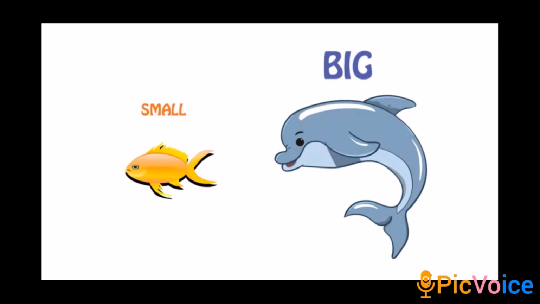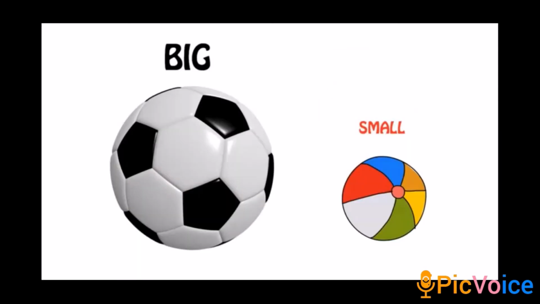See children, what can you see from this picture? You can see two balls, isn't it children? Yes, very good children. What can you identify here? One is big and another one is small, isn't it? The ball which is on the right hand side is small and the ball which is on the left hand side is big, isn't it?